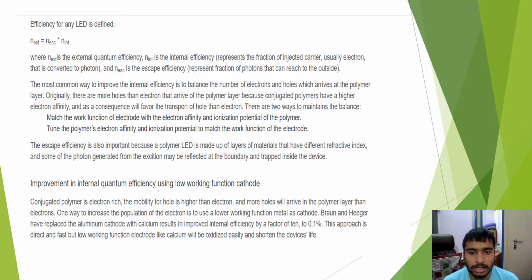of 10, to 0.1%. This approach is direct and fast, but a low working function electrode like calcium will be oxidized easily and shorten the device's life.